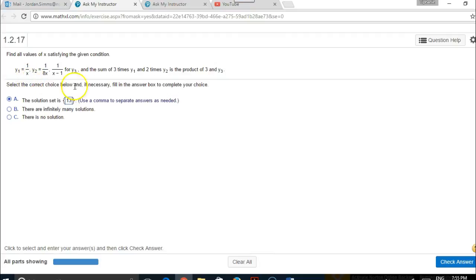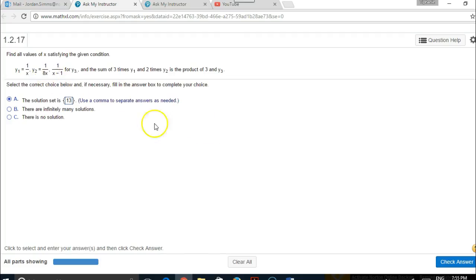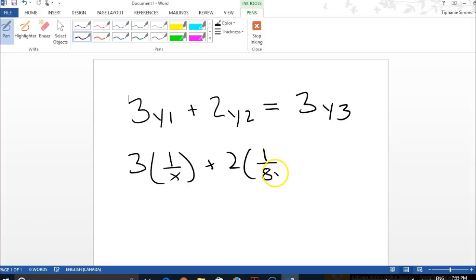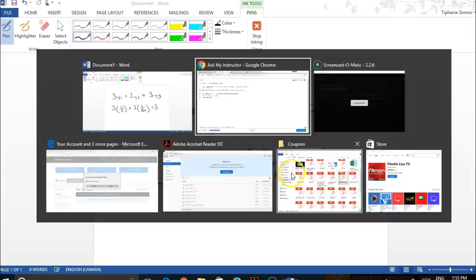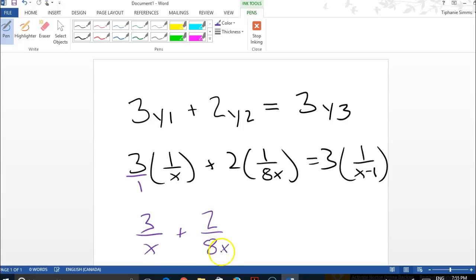And now I'm just going to sub in what I know. y1 is 1 over x, so it's going to be 3 times 1 over x, plus 2 times y2, which is 1 over 8x, and that is going to equal 3 times 1 over x minus 1. Okay, so we got some fractions going on. Hopefully not too big of a deal, because with fractions you can think of it as 3 over 1 times this, or I like to think of it as just 3 times 1 over x. So that's going to be 3 over x, plus 2 over 8x, equals 3 over x minus 1.